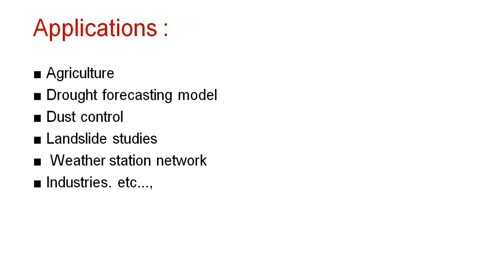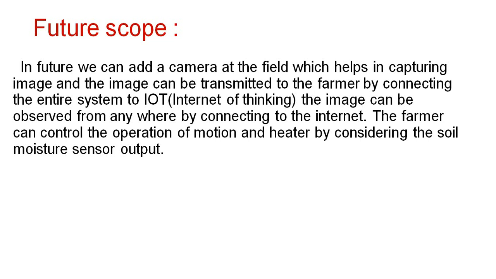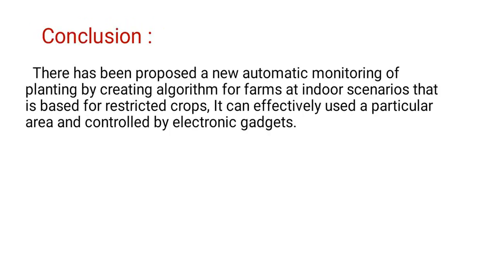Applications of my project: agricultural drought forecasting model, dust control, landslide studies, weather station network, industries, etc. Future scope: in future we can add a camera at the field which helps in capturing images, and the image can be transmitted to the farmer by connecting the entire system to the IoT, that is Internet of Things. The image can be observed from anywhere by connecting to the internet. The farmer will control the yields or water to the field.